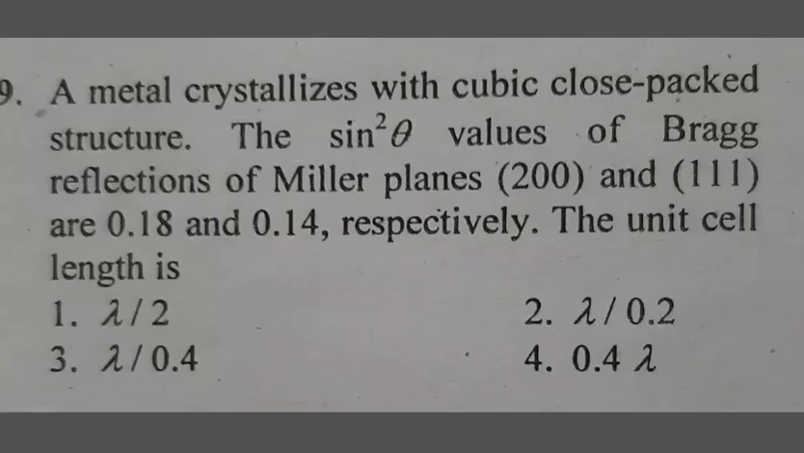Friends, this is your next question, which came for 2 marks in the December 2018 exam. The question says a metal crystallizes with a cubic close packed structure. It means the crystal type is cubic close packed. The values of sin square theta for Bragg reflection of Miller planes 200 and 111 are 0.18 and 0.14 respectively. The unit cell length is: option 1 is lambda by 2, option 2 is lambda by 0.2, option 3 is lambda by 0.4, and the 4th option is 0.4 lambda. Okay guys, let's start this solution.